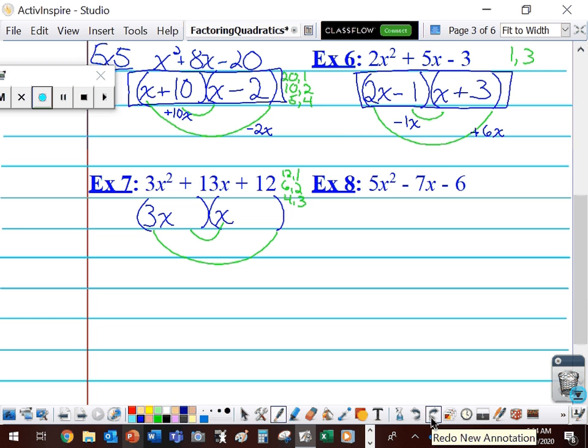Now, my c term is positive, so I forgot to mention, I do know that these are both going to have the same sign as bx. They're both going to be plus. But I still need to figure out which numbers are going to work here. So let's try 6 and 2.